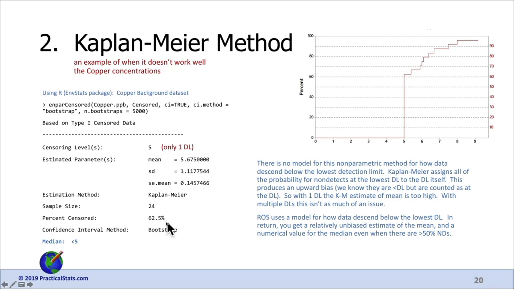It tells you that it's 62.5%. If I had asked it to, it would have computed an upper confidence limit. It doesn't really have a value for the median because that median is below 5. 62.5% of the data are below 5, so it can only tell you that the median is less than 5. That's not a bad estimate, but it's one where you're not assuming anything about the shape of the data.